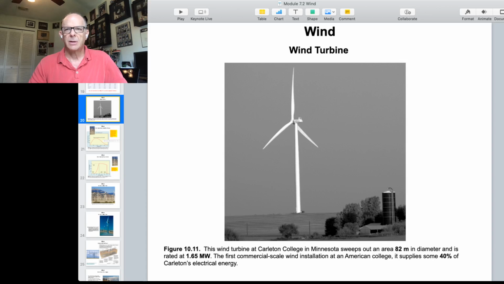Remember that a kilowatt hour is about 10 cents value of electricity. In 1 hour, this produces 1.6 thousand of those. And so that is about 1,000 times 10 cents, which is $100. So this is producing a couple $100 of electricity every hour.